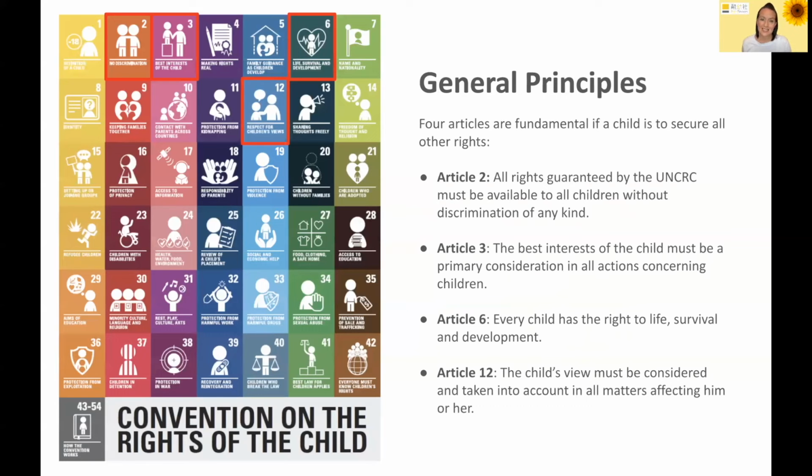The UNCRC consists of 41 articles that detail a different type of right. 4 of these articles are known as general principles and fundamental if a child is to secure all other rights. Article 2, all children must be guaranteed their rights without any discrimination. Also, Article 3, that the best interest of the child must be a primary consideration in all actions concerning the child. Article 6, that every child has the right to life, survival, and development, as well as Article 12, the child's views must be considered and taken into account in all matters that affect him or her.